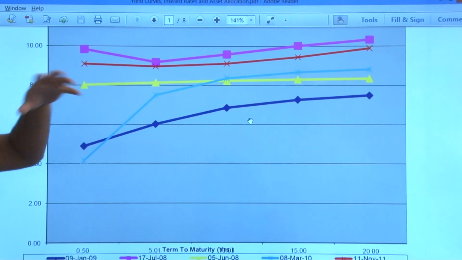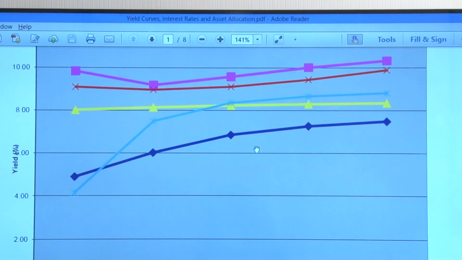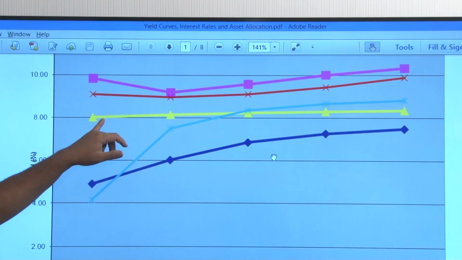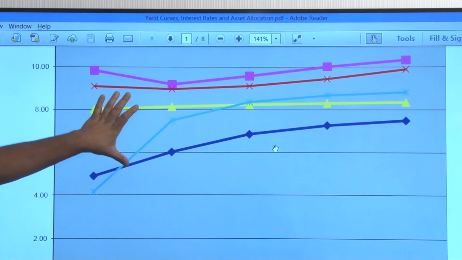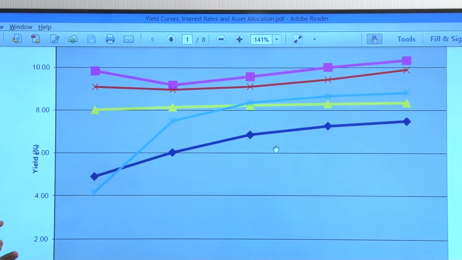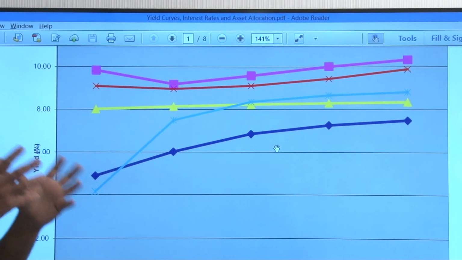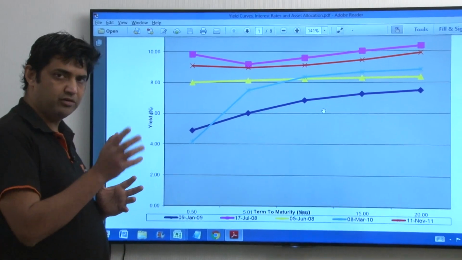Now in one of our previous sessions, we had used the word that the yield curve is flat. So when do we say the yield curve is flat? We have seen that the government of India borrows, and it borrows heavily. It's a big player in the debt market. We have spoken about that in the earlier videos.